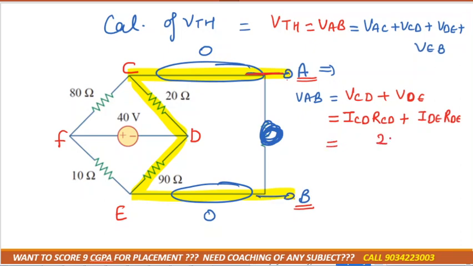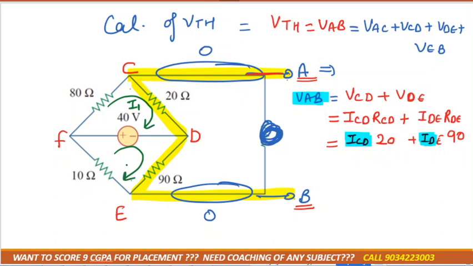RCD we already know, that is 20. ICD we don't know. IDE we don't know. Again, RDE we already know, that is how much? Tell me. RDE is how much? 90. Okay. Now suppose if we'll get the value for ICD and IDE, do we get to know VAB? Okay. So according to this, how many meshes are there? 1 and 2, right? So you are moving from C to D, so current should also move from C to D. Got it? You are moving from D to E, so current should also move from D to E.